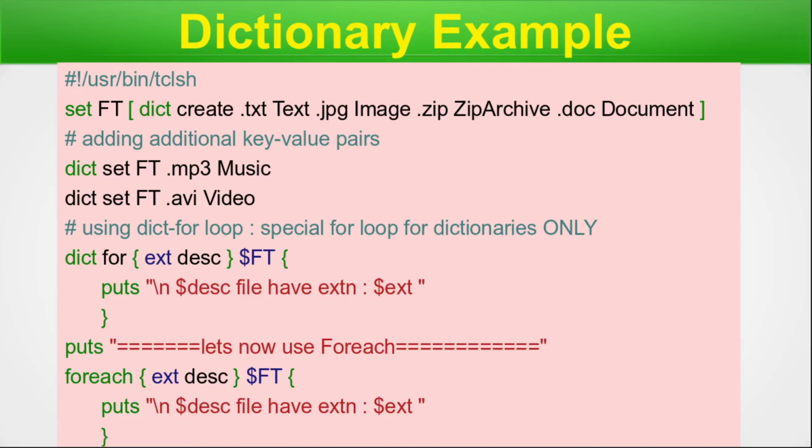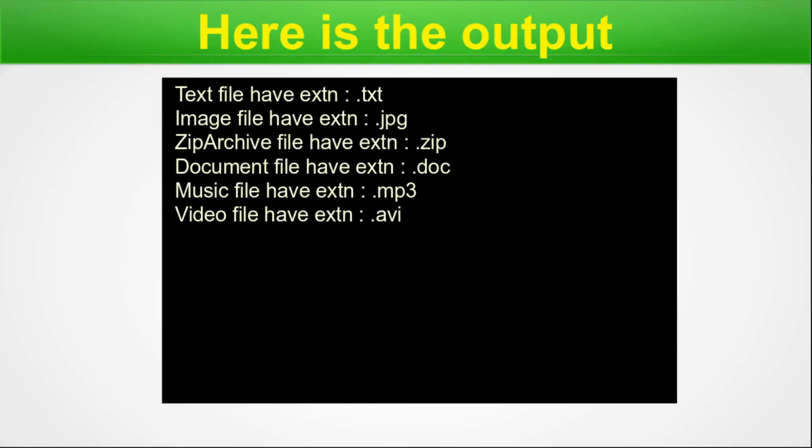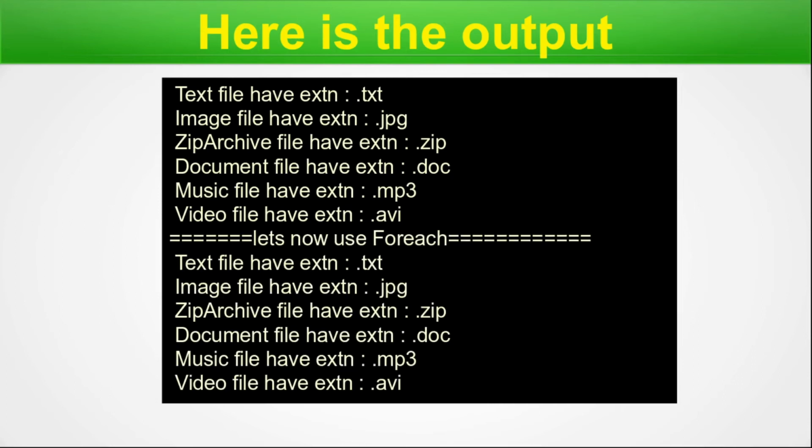Let's see what the output is. Once we execute this code, what happens here? At first we get text is .txt, image is jpeg, zip archive is zip, document is doc, music is mp3, video is avi. So all this comes. The first set of data came from the dict for, and next we are using the general foreach loop, so that gives the same output. So either of them you can use for accessing the data structure. Let's move on to the next slide.